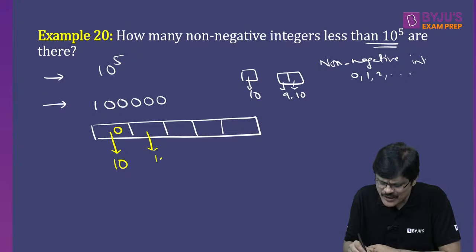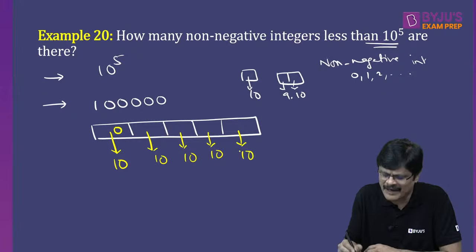Again here we have 10 choices. Again we are having 10 choices, again 10 choices, again 10 choices. So the answer would be 10 power 5.